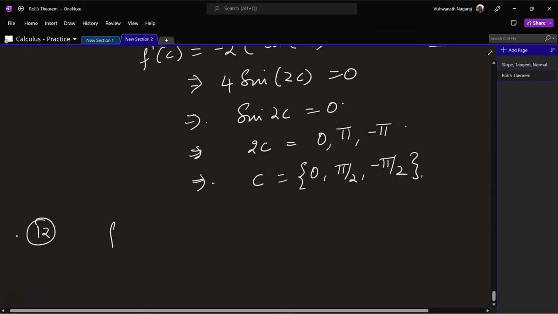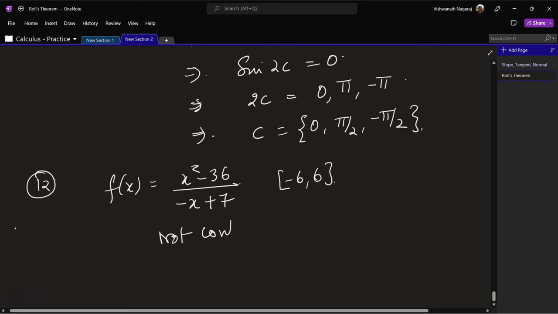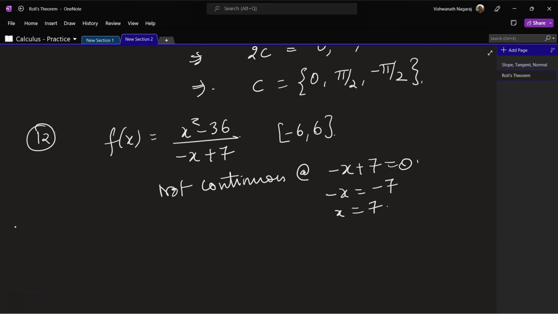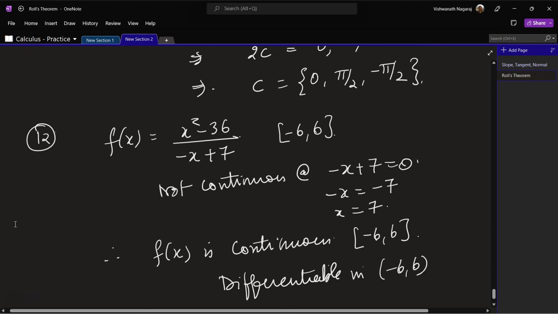12th one. f of x is equal to x square minus 36 by minus x plus 7 in the interval minus 6 to 6. Now, not continuous at minus x plus 7 equal to 0, which means minus x equal to minus 7, which means x equal to 7. But the 7 is not there in this interval. So therefore, f of x is continuous in the interval minus 6 to 6. It is differentiable in minus 6, 6.